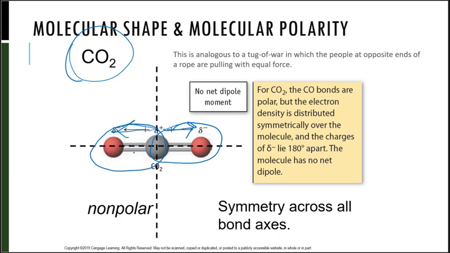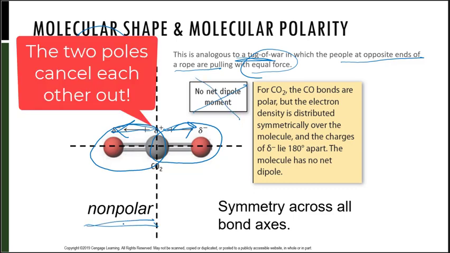But look at this. Yes, I have two polar bonds, but because they are playing a tug of war in which the people, or we'll say the atoms, at opposite ends of the rope or opposite ends of this molecule are pulling with equal force, there is no net dipole moment. This would be a nonpolar compound.